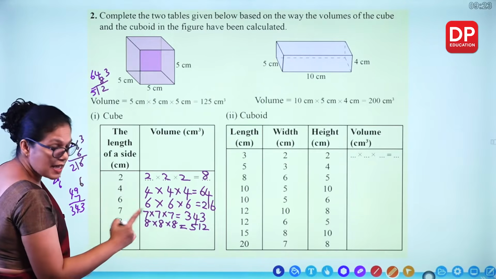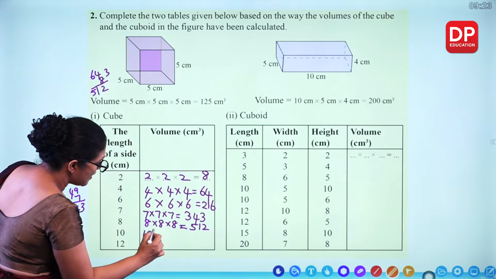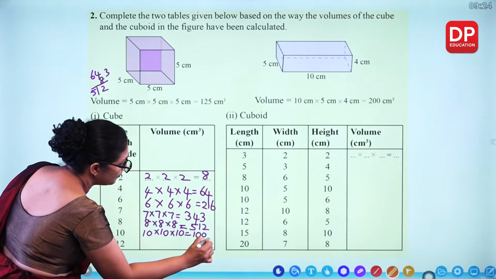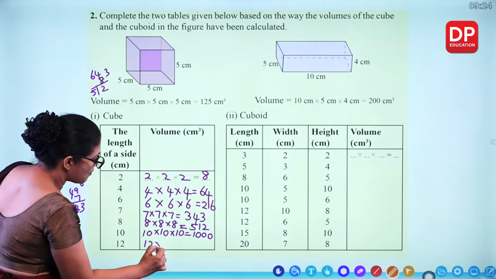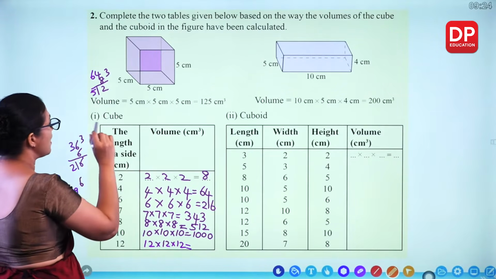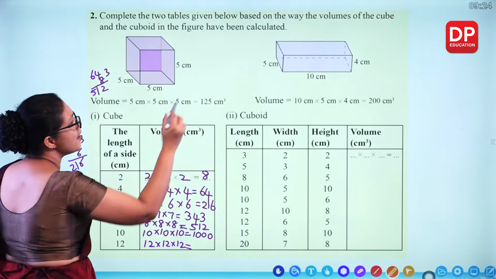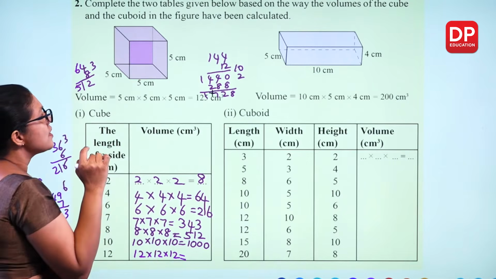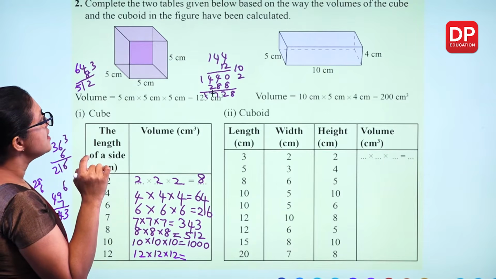And 10 times 10 times 10, we know that that's 1000. 12 times 12 times 12. 12 times 12, 144. 144 times 12. You add it. 1728.